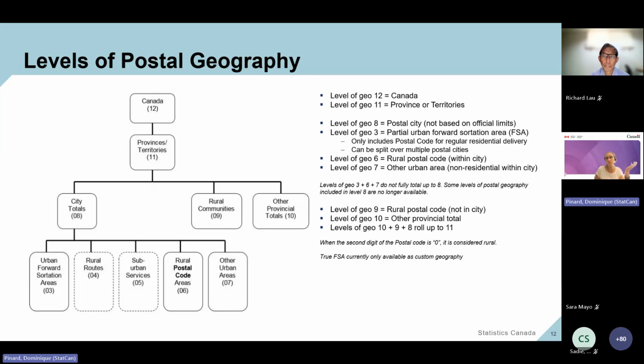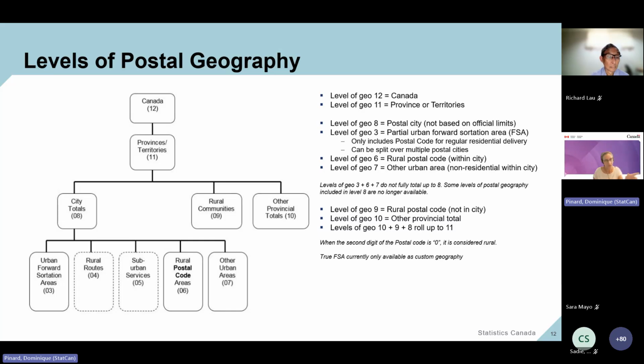It does break down the population based on delivery mode and type of postal code as defined by Canada Post. Since Statistics Canada has not released full 6-digit urban postal codes for several years now, there are some limitations around the postal geography. As I mentioned earlier, I strongly encourage you all to use the census geography over the postal geography when possible. The one thing on this slide that I would like to bring your attention to is the urban forward sortation area.